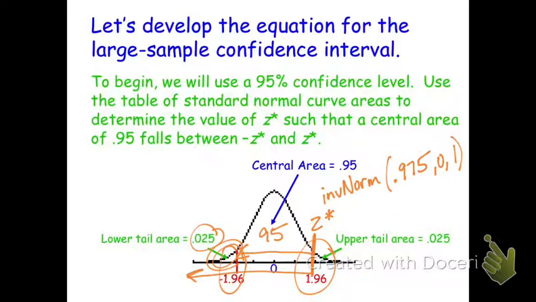So, an easy way to remember what number goes here, in my head, if it's a 95% confidence level, I think it's halfway to 100. Halfway to 100 is what I tell myself. Because if I'm at 95, halfway to 100 is 97.5.